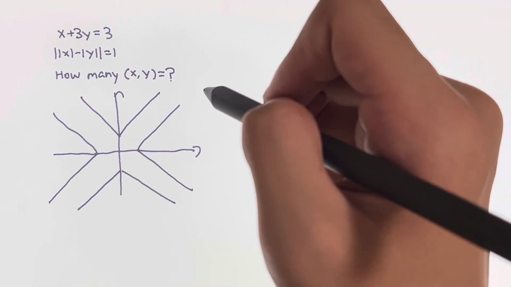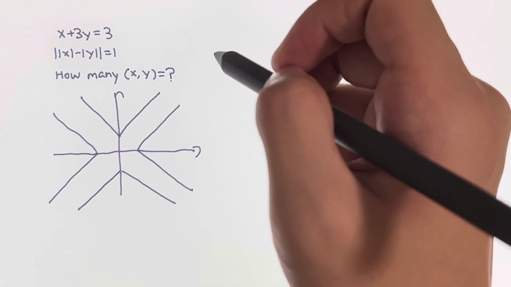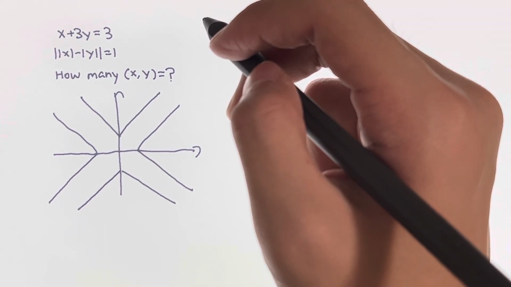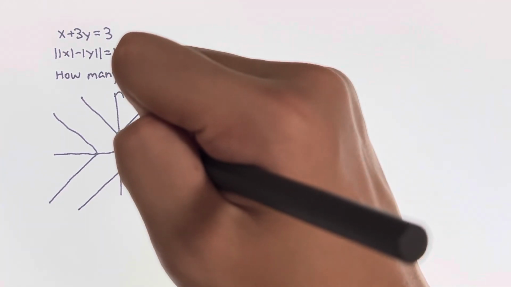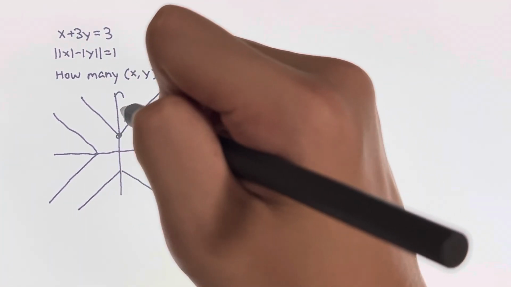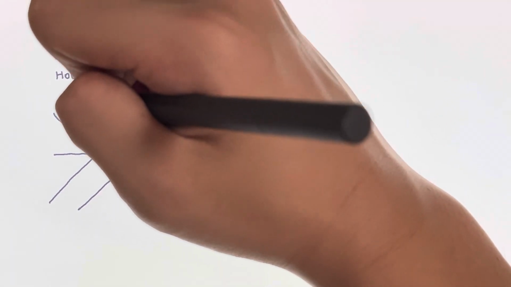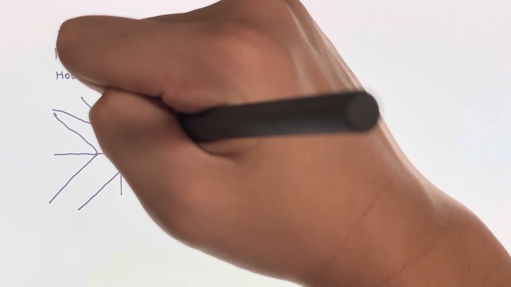And then you can just plug in the first equation, x plus 3y equals 3. So we have 3y equals negative x plus 3, y equals negative x over 3 plus 1. It'll just have a slope of negative 1/3, and it'll look like this.